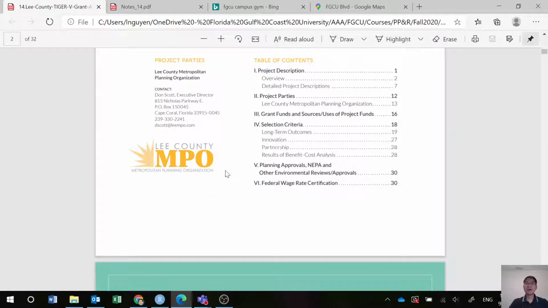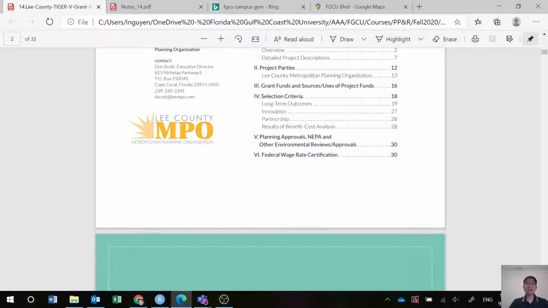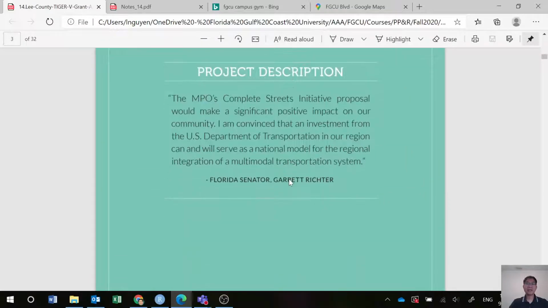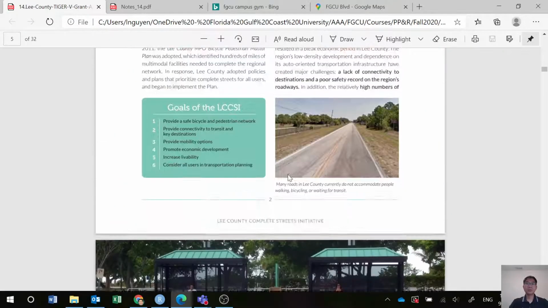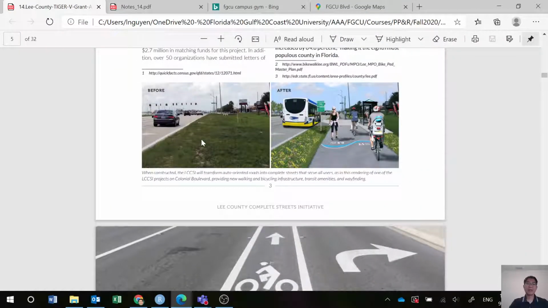So that is available on Canvas. If you read through, you can see how they address the criteria, etc. to get the grant. It's very competitive, and you can see there who got the benefit for this project, so you see that it makes it complete.